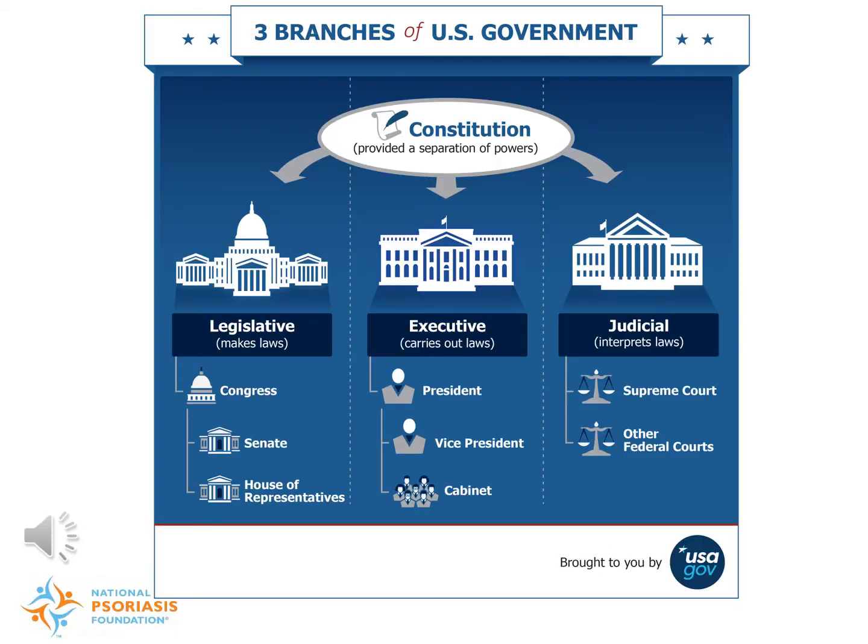As you may remember from your high school civics class, our government is made up of three branches: the legislative, the executive, and the judicial. This also applies at the state level, with the governor as the head of the executive branch rather than the president. At NPF, we engage in advocacy efforts with the legislative and the executive branches, both at the state and national level.